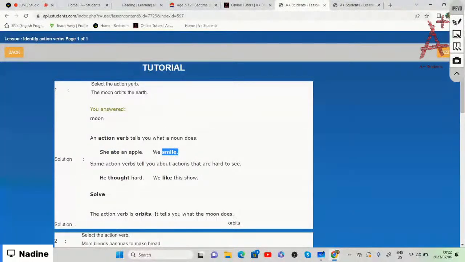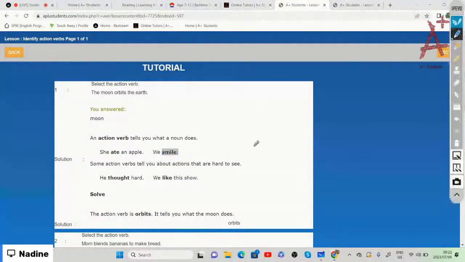So now we need to find the action verb within the sentences. The moon orbits the earth. The moon orbits the earth. We need to choose the correct action verb within that sentence.